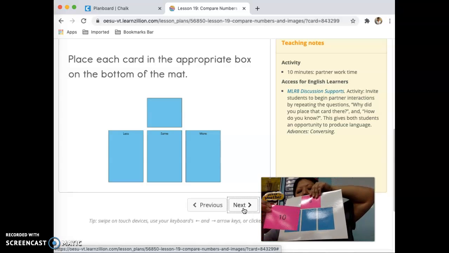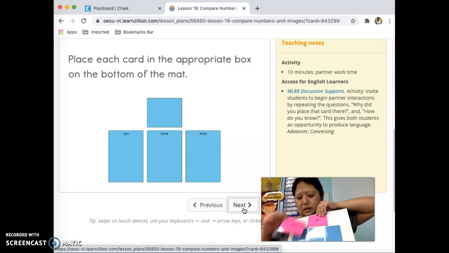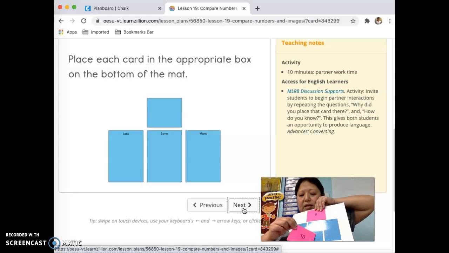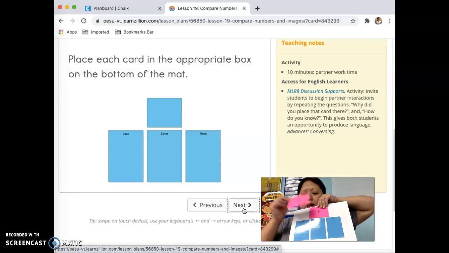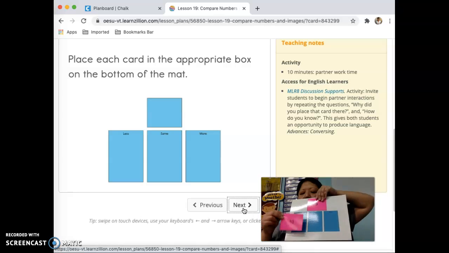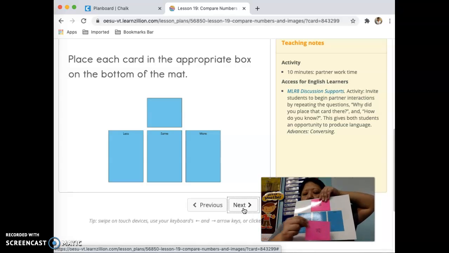So I need to decide, is 10 less than 8? Is 10 the same amount as 8? Or is 10 more than 8? And then I've got to decide which column it belongs in.